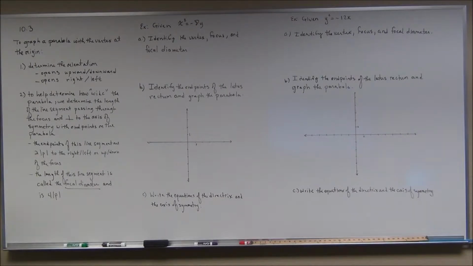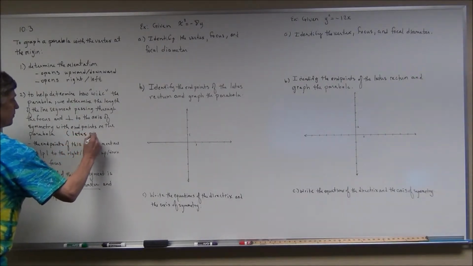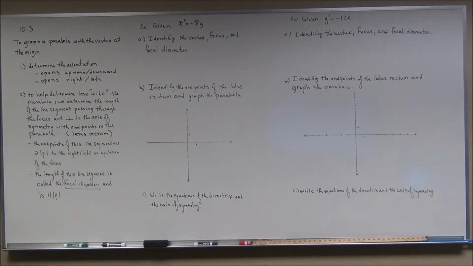The endpoints of this line segment are on the parabola, and here's the name, no jokes please, it is called the latus rectum. Yeah, I know. The endpoints of the latus rectum are 2 times the absolute value of lowercase p away from the focus. Remember, that's the distance from the vertex to the focus, to the right and to the left, or upward and downward from the focus. The length of this line segment, which we call the focal diameter, helps us determine how wide or how skinny the parabola is, and it is equal to 4 times the absolute value of p, because we're going this distance to the right and to the left. That's just going to double this. We're going to have 4 of these.